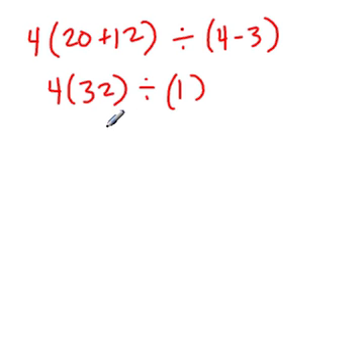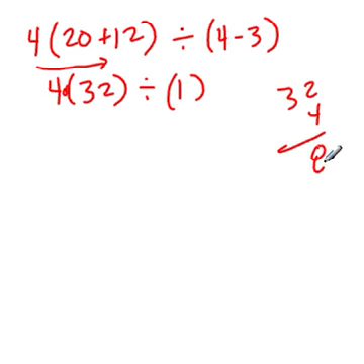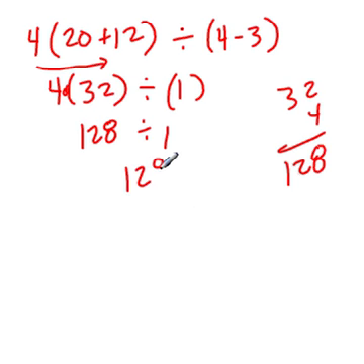Now I have to perform my multiplication and division from left to right. So first of all, I have to say 4 times 32. We have to go to the side. 4 and 2 is 8. 4 and 3 is 12. So therefore we get 128. And that is divided by 1. Any number divided by 1 is itself. So my solution would be 128.